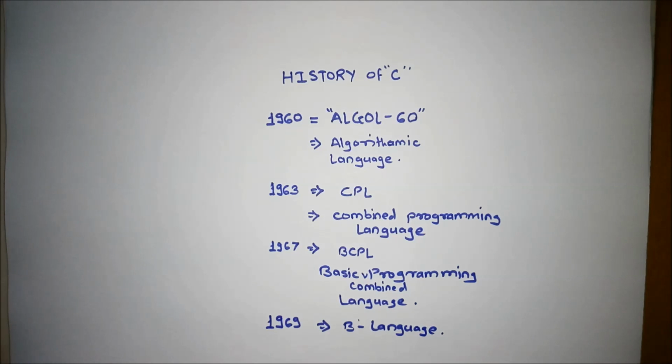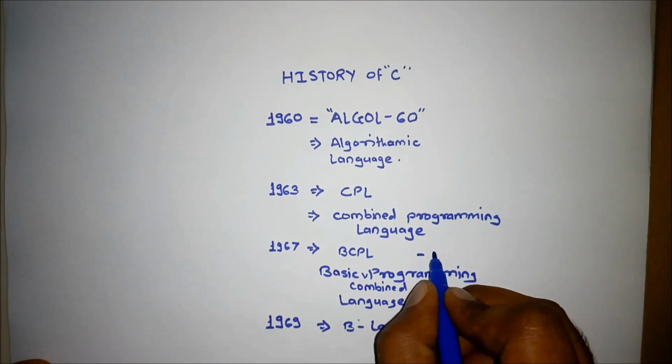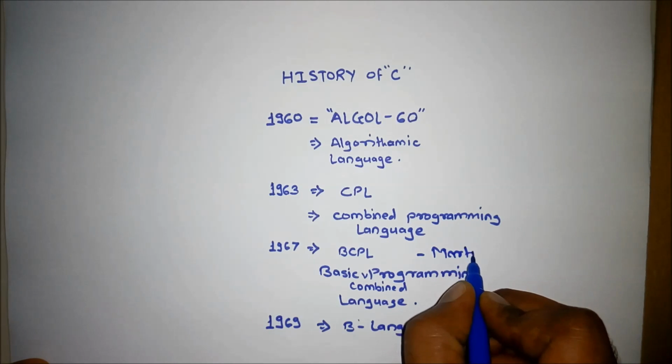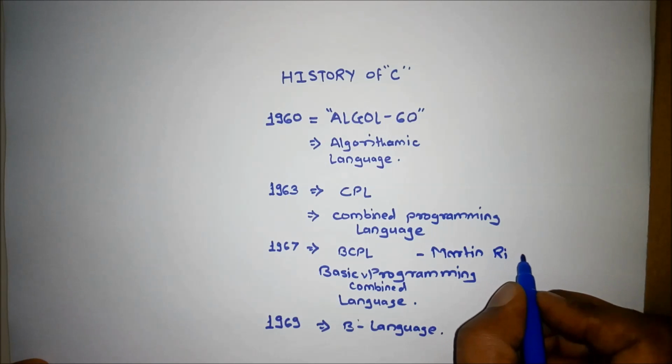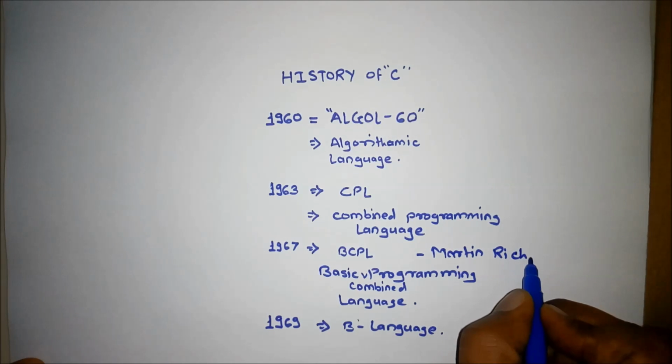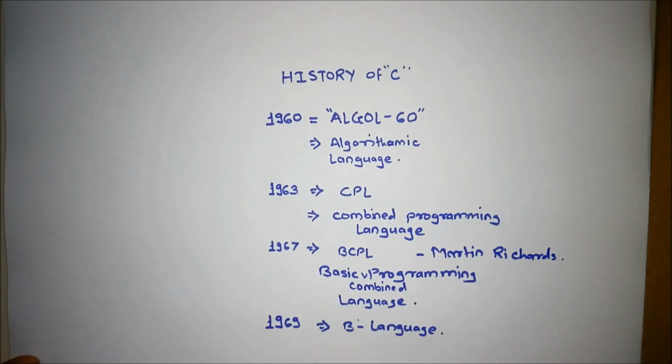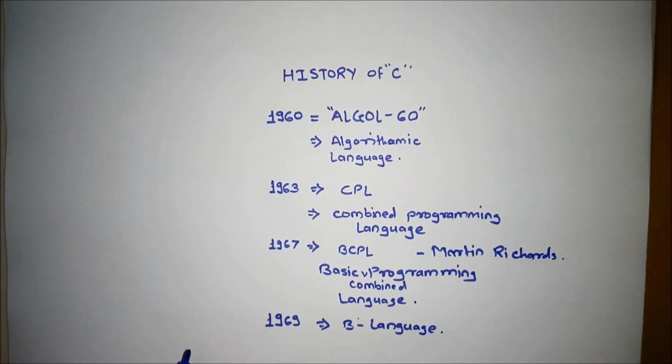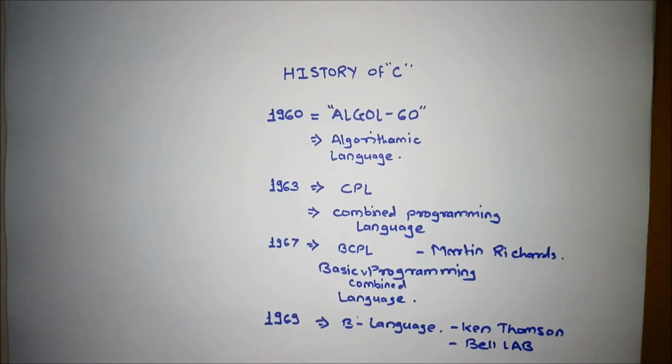BCPL was discovered by Martin Richards at Cambridge University. And B language was developed by Ken Thompson at Bell Labs.